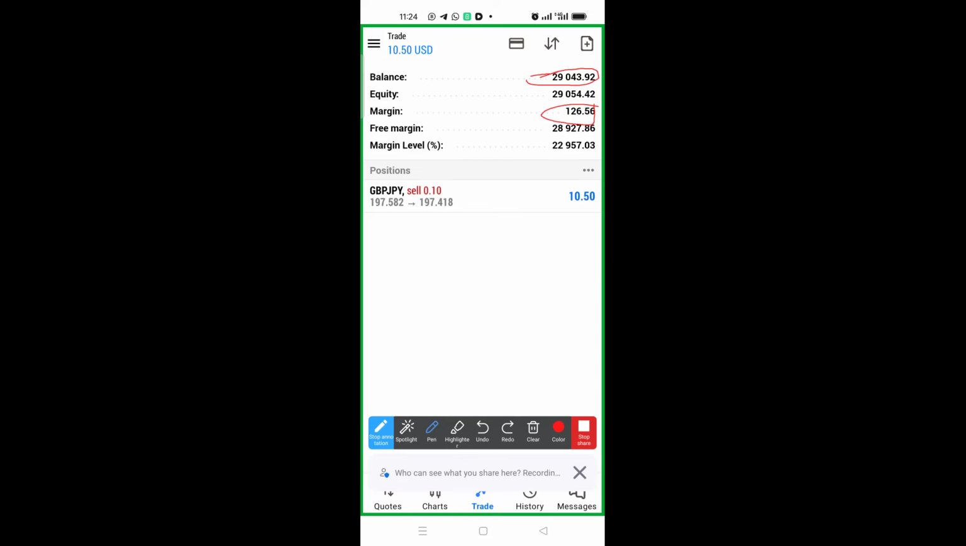Okay, so now let's look at the free margin. Free margin is 28,927. Now this free margin is the amount you have to enter new trades. So as this account is now, I can enter more trades, all right? Because I still have enough here to enter a new trade.